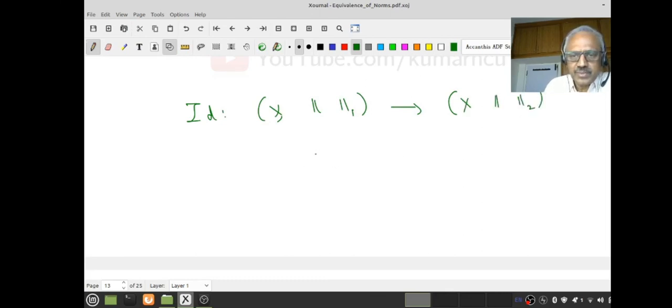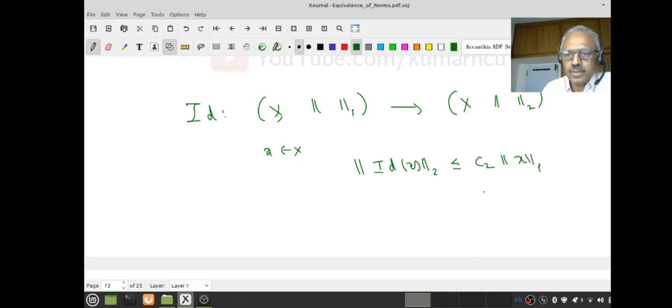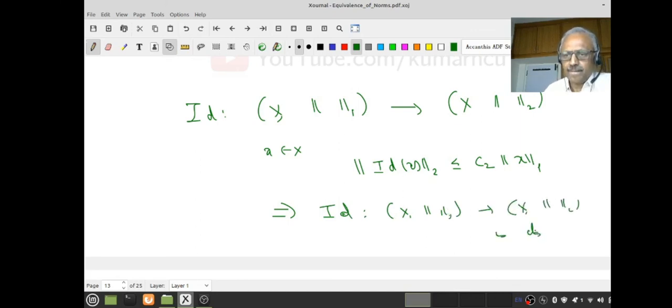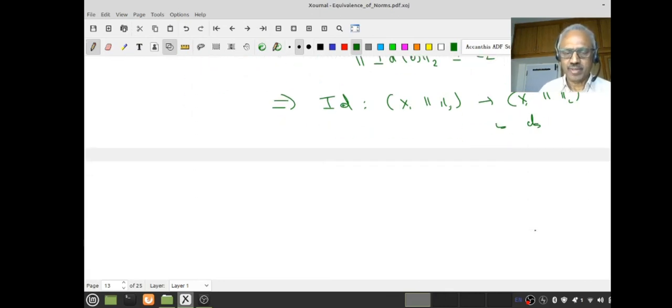Now start with any x in capital X. What do I know? Norm of the identity of x in the codomain, norm of x2, is less than or equal to C2 times norm of x1. So what does this show? This shows that the identity from X with the first norm to X with the second norm is continuous. And similarly I will have the second one, the identity from X with the second norm to X with the first norm.